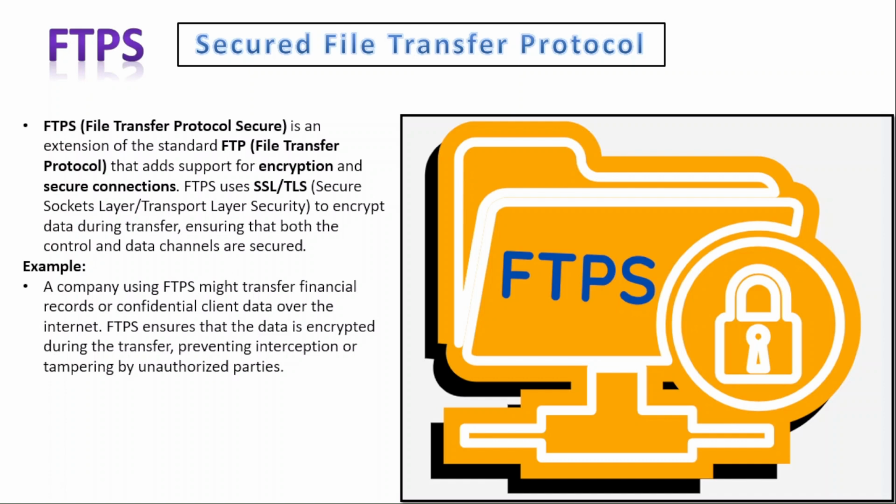Example: a company using FTPS might transfer financial records or confidential client data over the internet. FTPS ensures that the data is encrypted during the transfer, preventing interception or tampering by unauthorized parties.